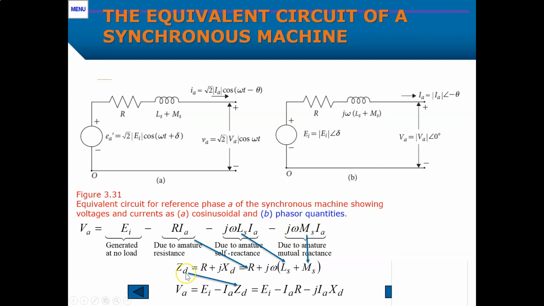So this is impedance. We can then set the impedance Z_d as R plus j X_d, where the X_d represents both the self and mutual reactance.